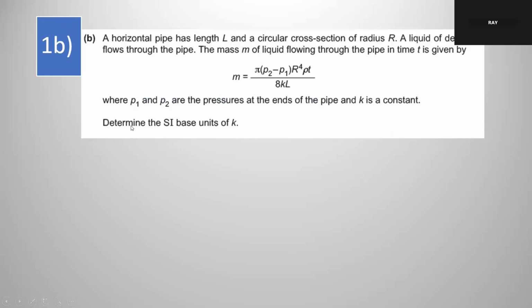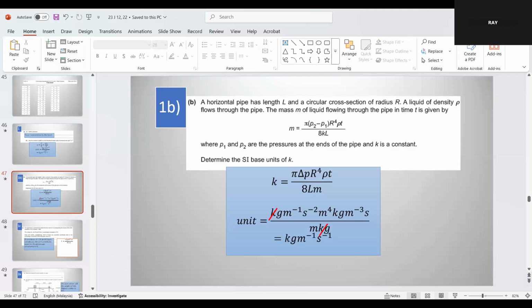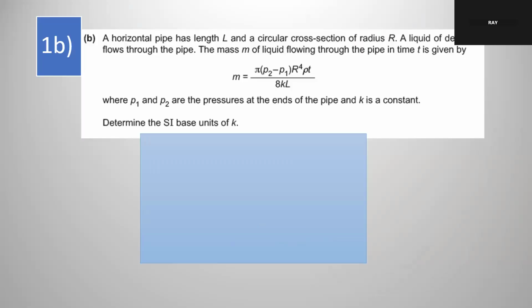Okay. Determine the SI unit for base unit K. What's your answer? My answer, I got kg per meter per second. Okay, subject K. Subject K.